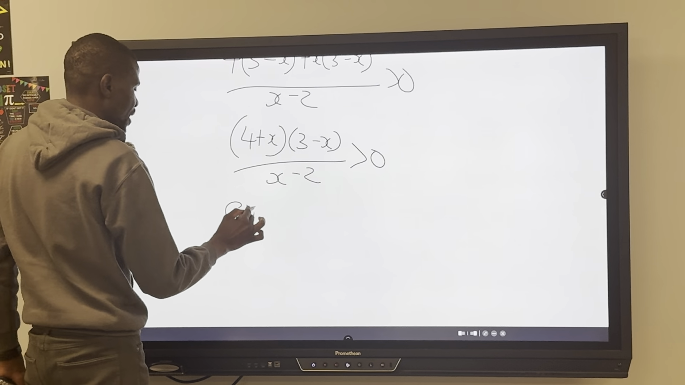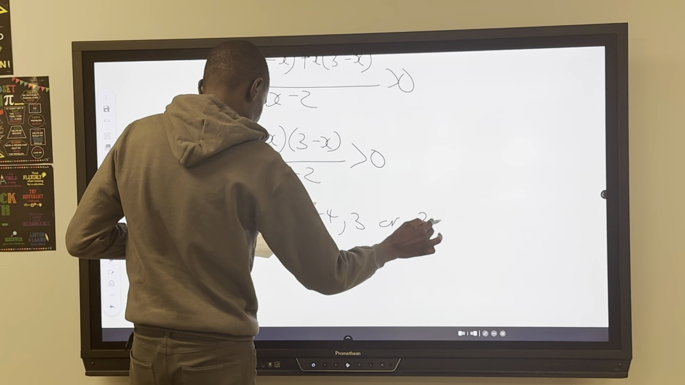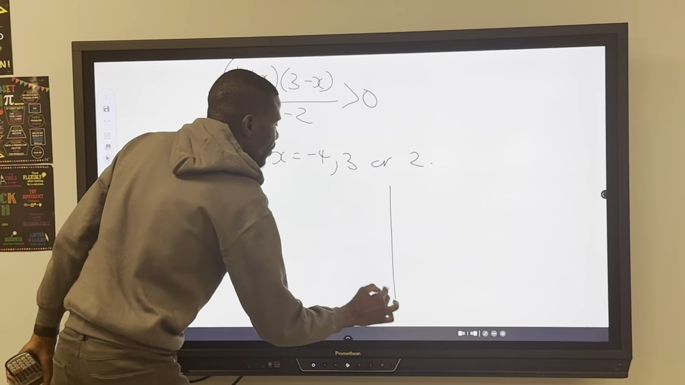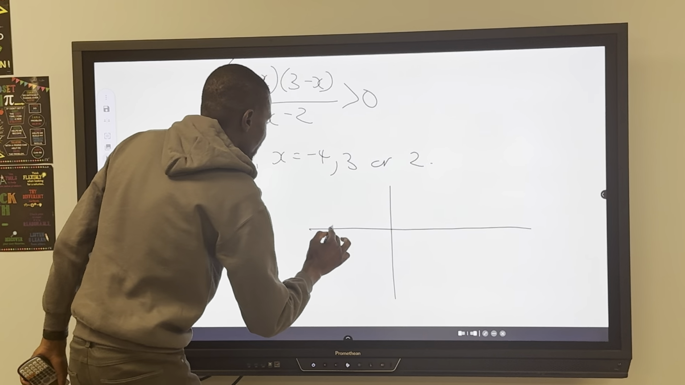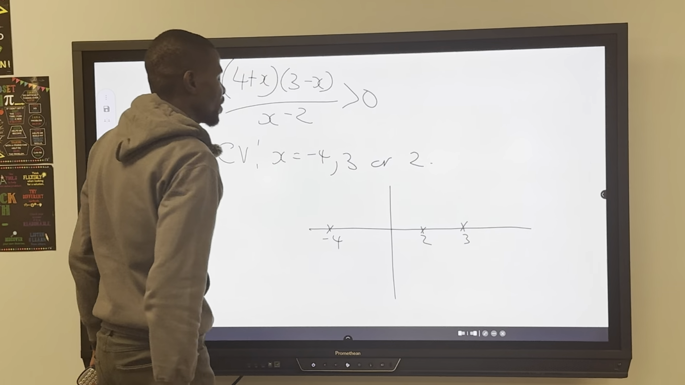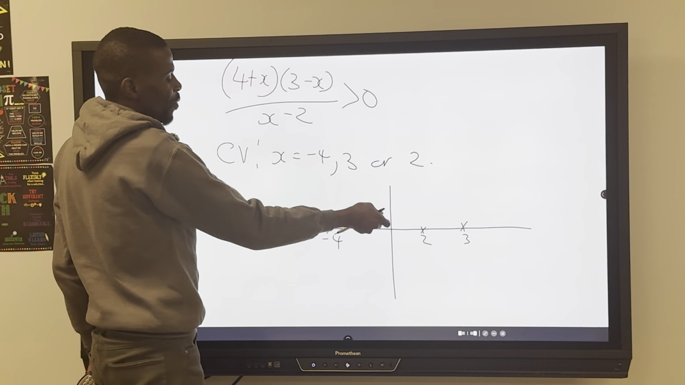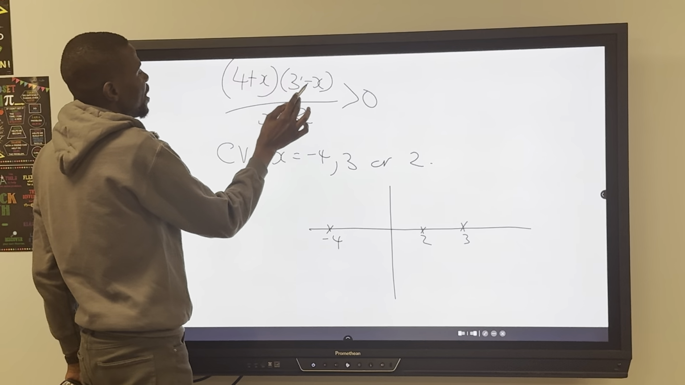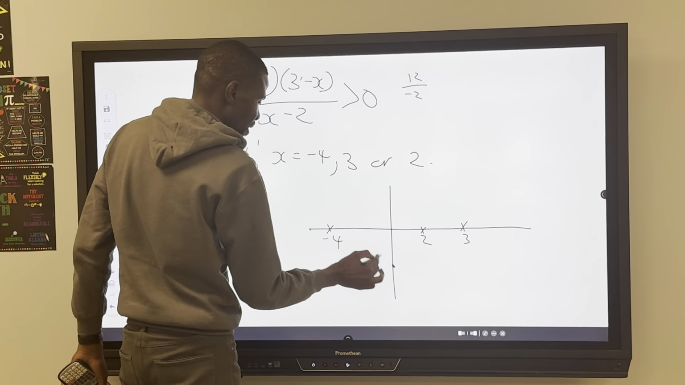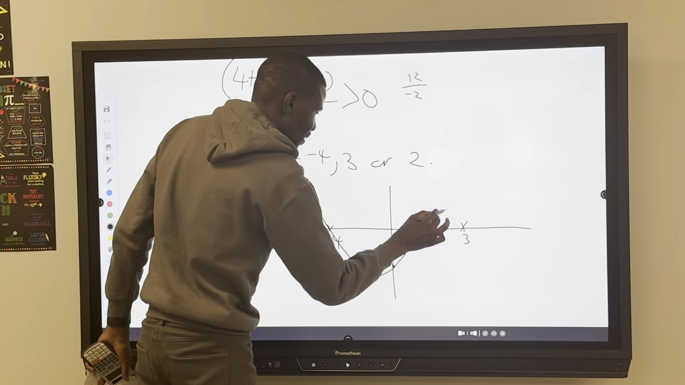So our critical values are x equal to negative 4, 3, or 2. Right, so like what I said, I always prefer the graph. So when I have my graph here, I have my negative 4, I have my 3, and my 2. What determines the shape of the graph is the value of y when x is 0, or the y-intercept. So when x is 0, we get 12 over, when x is 0, that's negative. So it passes through this. So your graph will be like that, like that, like that.